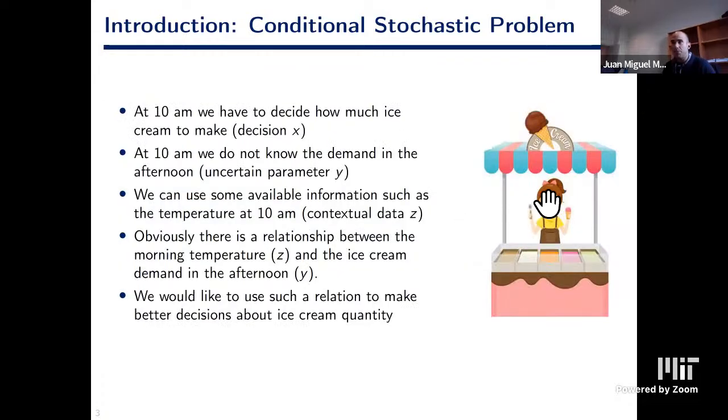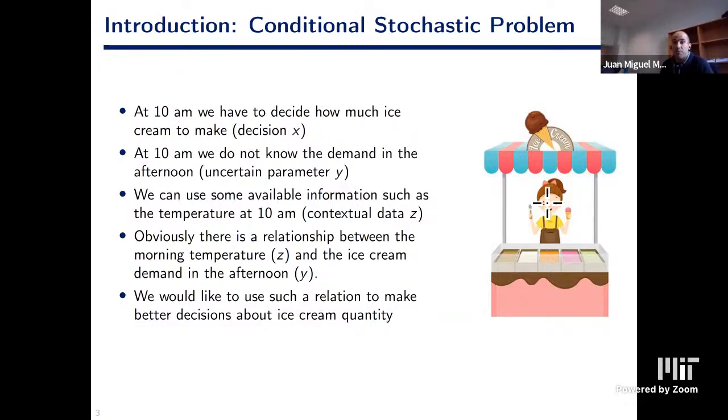So this is an example of a conditional stochastic problem, a very silly example. Suppose that we are running an ice cream shop and that at 10 a.m. in the morning, we need to decide how much ice cream we are going to make for the afternoon. The amount of ice cream that we're going to make is our decision X. At 10 a.m., however, we don't know the demand for ice cream in the afternoon, but we can use maybe some available information, which again, we refer to as the context.